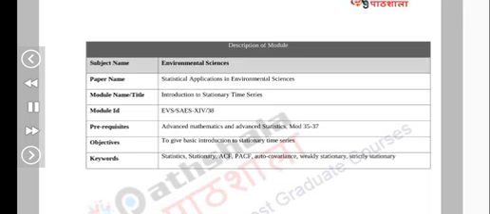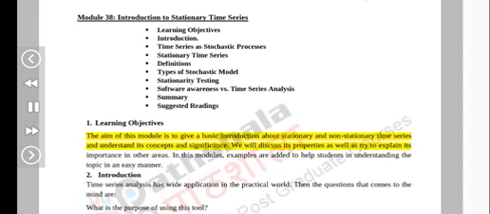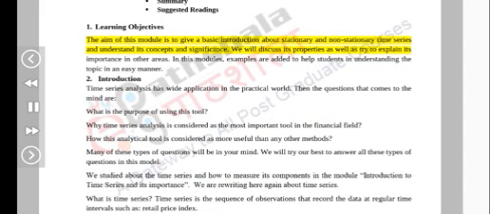Module 38. Introduction to Stationary Time Series. Learning objectives. Introduction. The aim of this module is to give a basic introduction to stationary and non-stationary time series and understand their concepts and significance. We will discuss their properties as well as try to explain their importance in other areas. In this module, examples are added to help students understand the topic in an easy manner.